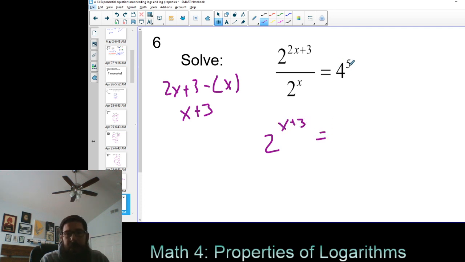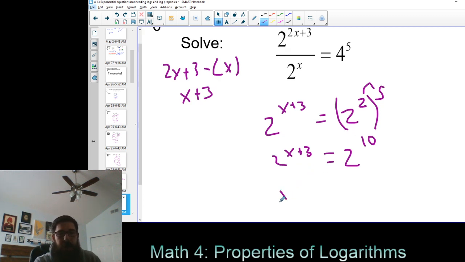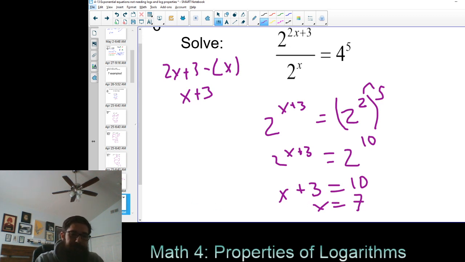My right side, instead of 4, I'm going to rewrite it as 2 squared. The idea is matching that base raised to the 5th. We're going to do some law 3, so I'm going to take this 5 and multiply it in. I now have 2 to the x plus 3 equals 2 to the 10th. I now have 2 to the something equals 2 to the something, so I can ignore the bases and just go with x plus 3 equals 10, and you can likely see what our final value is going to be. X equals 7 after I subtracted 3 from both sides.